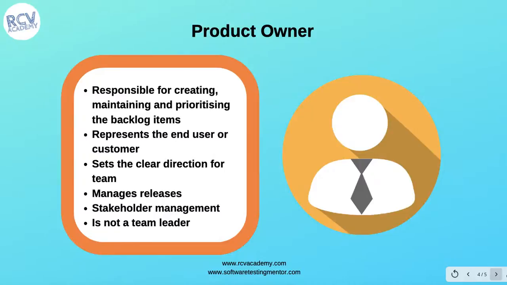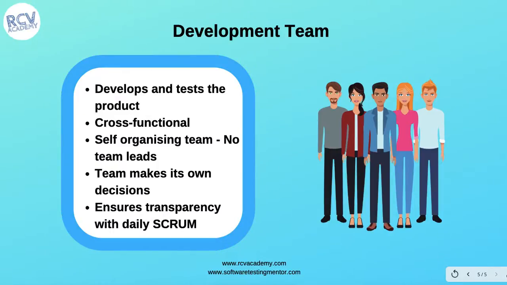The third role is the development team. So there is no tester, no QA in Scrum. It's just one single team, and that's the development team, which comprises a cross-functional and self-organizing team. What cross-functional means is there will be developers, business analysts, testers, solution architects, and all these different roles or different skill sets make up the development team.